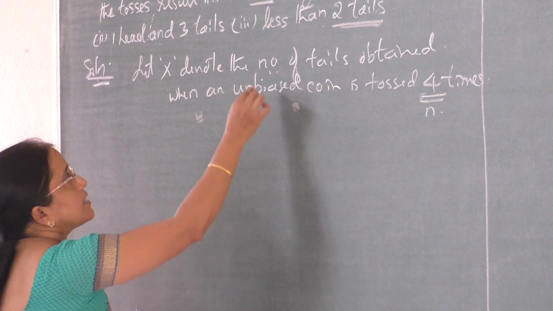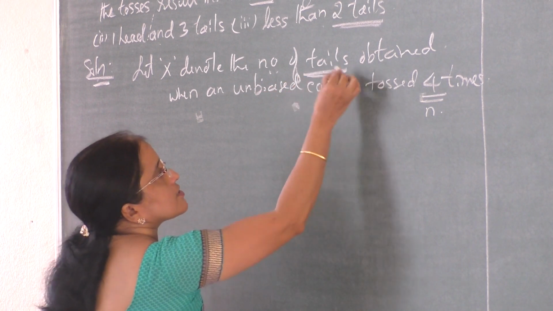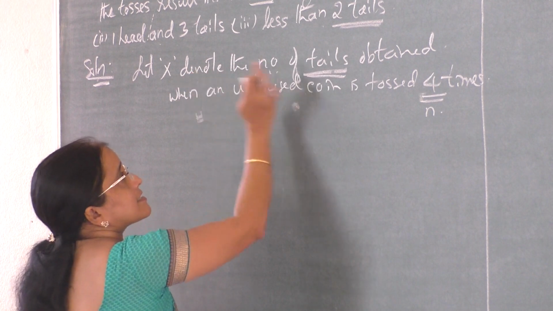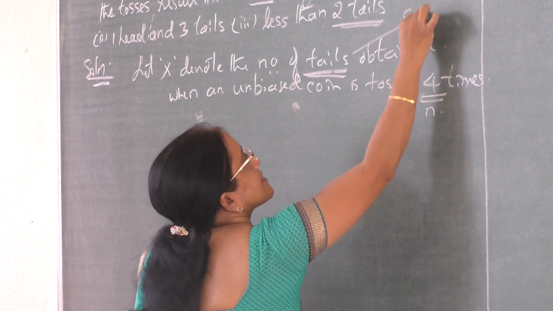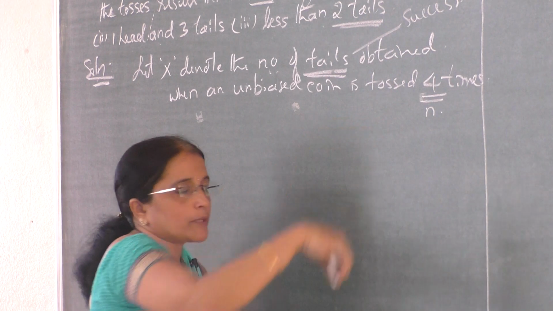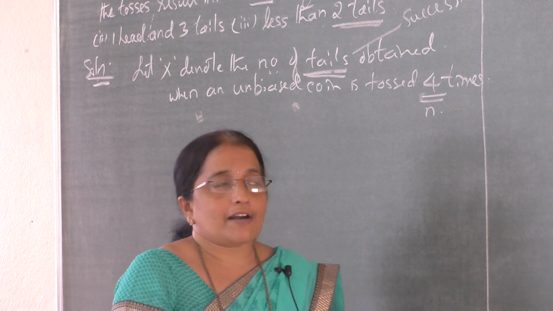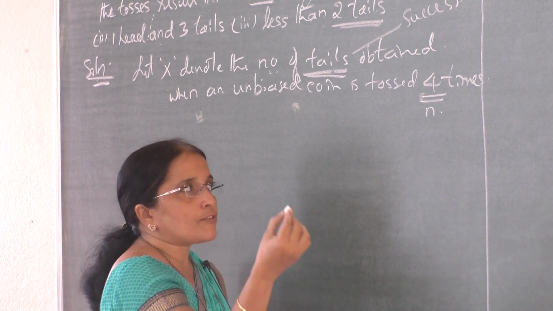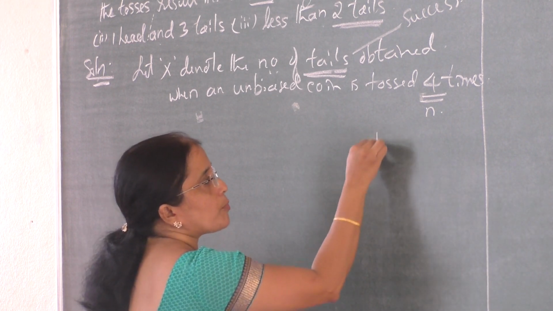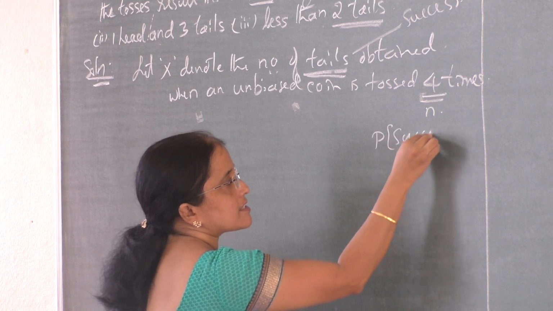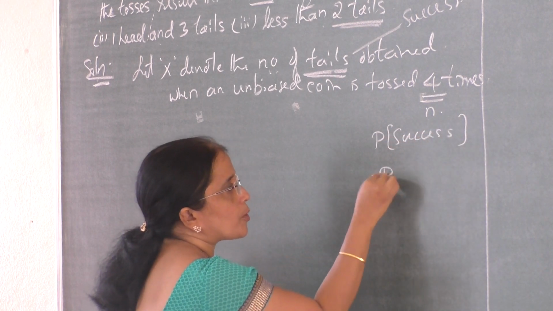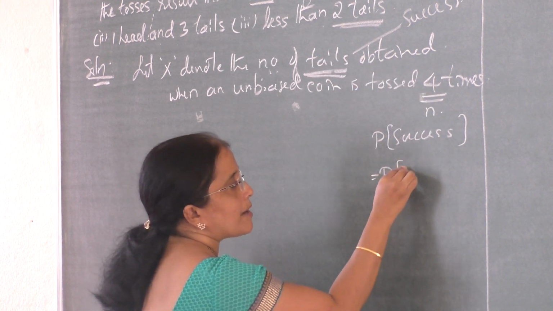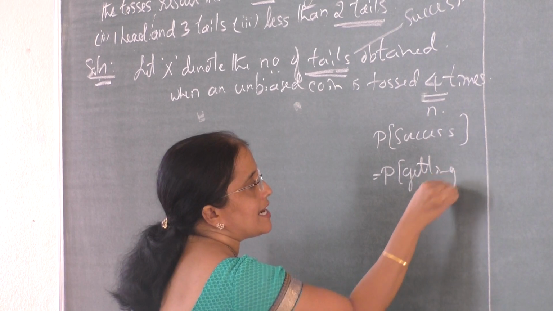And here, first just note this. This term which I have defined as x is actually called a success. Here in this experiment, getting tail we have considered as a success. So what is the probability of success? We need to write it. The probability of success is equal to the probability of getting tail.